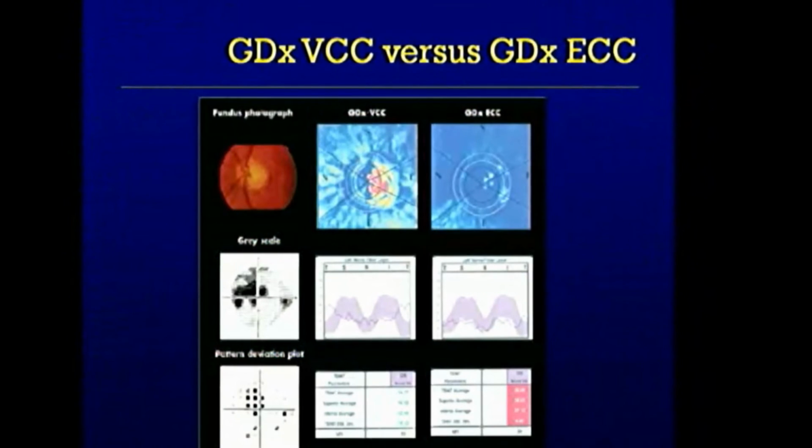They did improve on the GDX VCC with the ECC, which was enhanced corneal compensation. And what you can see there is the RNFL profile in a patient with glaucoma, and you can see the VCC gives these two artifactual spikes on the temporal sector of the nerve fiber layer, which are eliminated with the use of the ECC device.